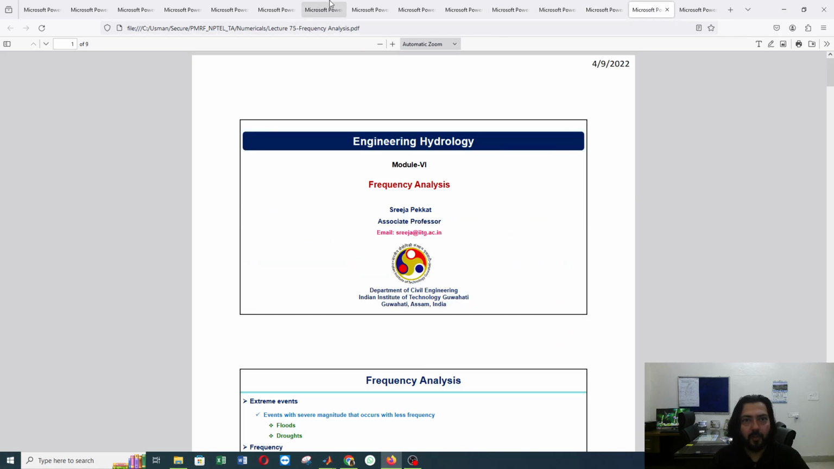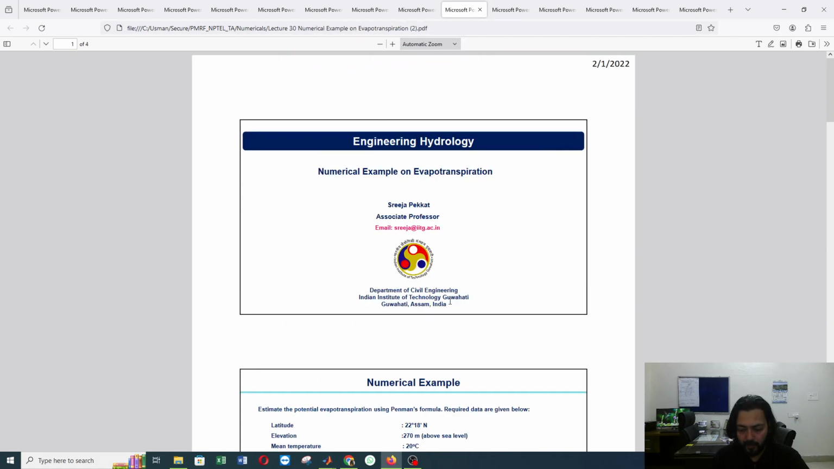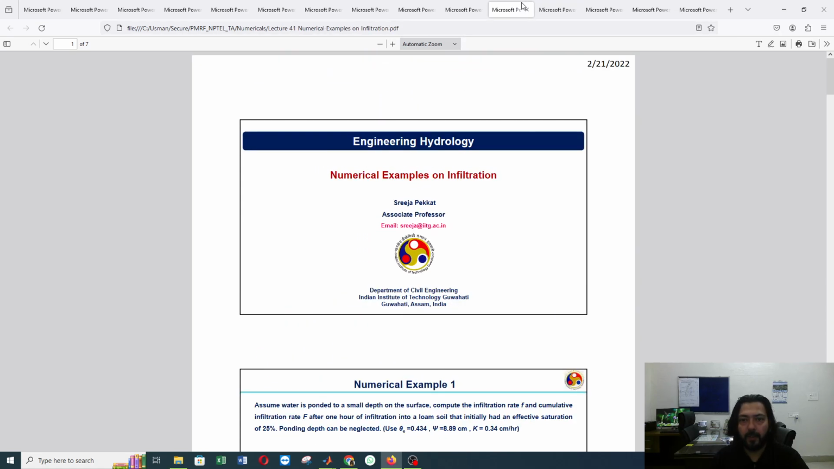Then we have seen numericals on flood routing and flow routing also. So we can revise those numericals based on flow routing and flood routing.